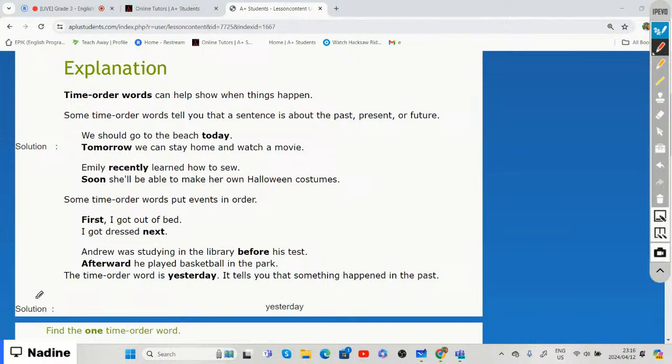All right. So we say time order words even put events in order. For example, we can say, first I got out of bed. So first is a word. I got dressed next. So next is another word, right? It's like putting something in order. Afterwards, I have breakfast. So afterwards is another word. Then, then can also be another word, right?